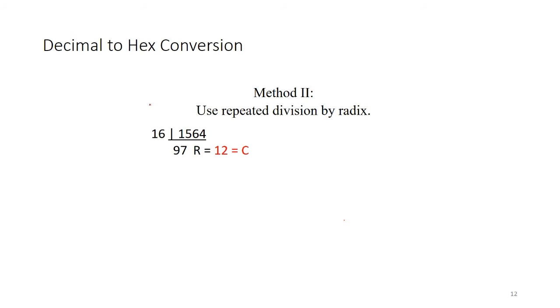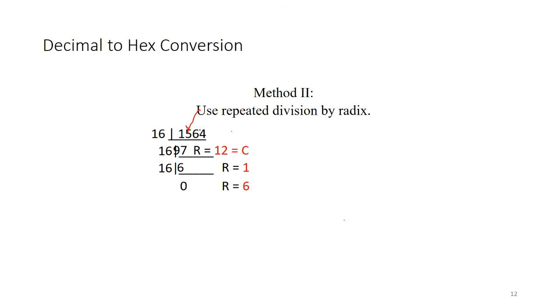we have to divide this 1564 by 16 at the very first place. So 1564 has to be divided by 16. We get a value of 97. Then that 97 is getting divided by 16 again. It gives us a remainder of 12. Right. Then again it gives us a quotient of 6 and a remainder of 12.